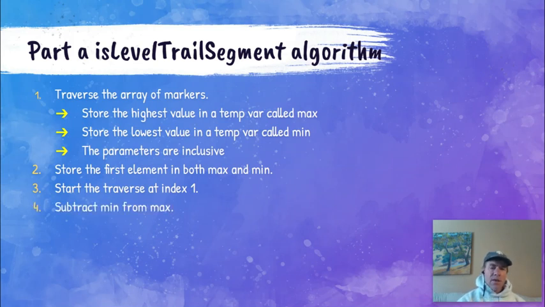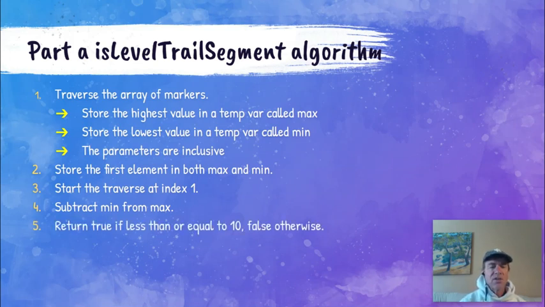Then I'm going to traverse the whole array. I'm going to keep looking to see, is that elevation greater than max? Is it less than min? And I'll do an assignment if either of those two things is true. At the end of my loop, when I'm out of that, I'll subtract min from max and see if it's less than 10, less than or equal to.